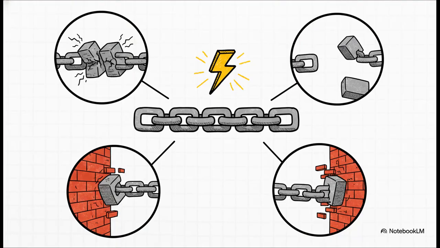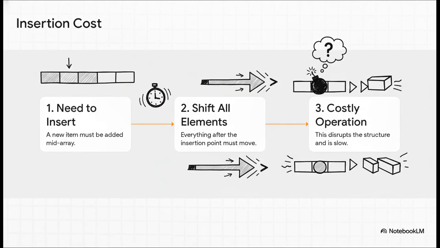So when does all this amazing performance just fall apart? It happens the moment you need to do things like insert an element somewhere in the middle or delete one, or when you simply run out of space. Just imagine this. You need to add a new item at index 2. You can't just drop it in. To keep that perfect, contiguous block, you have to physically shuffle every single element after it one spot to the right, one by one. If you have a huge array, that is a painfully slow and expensive operation.